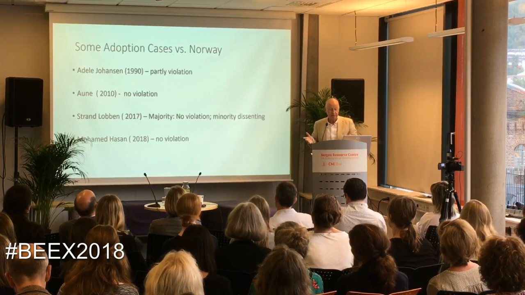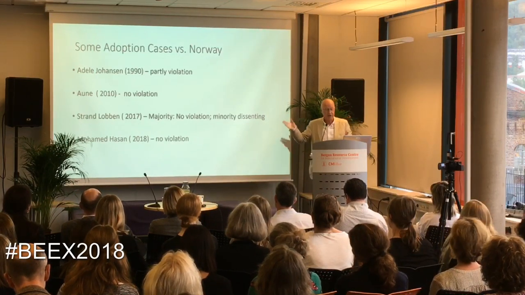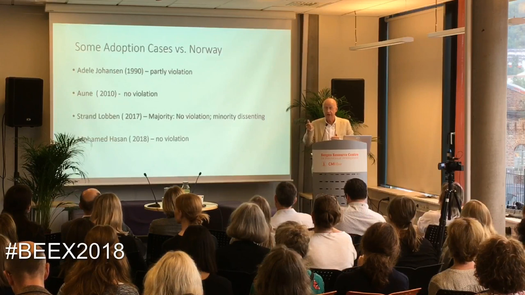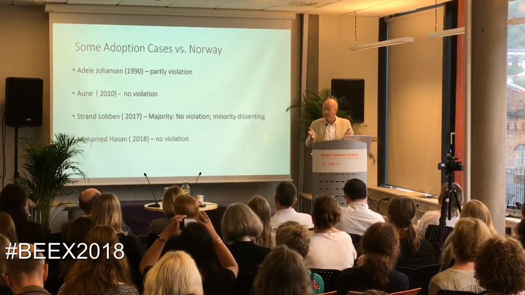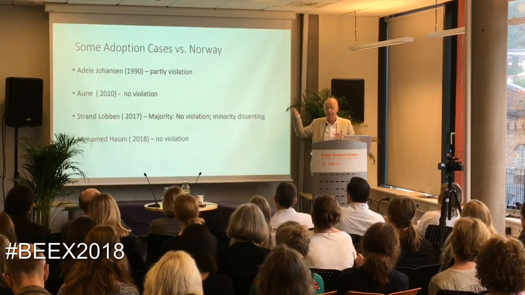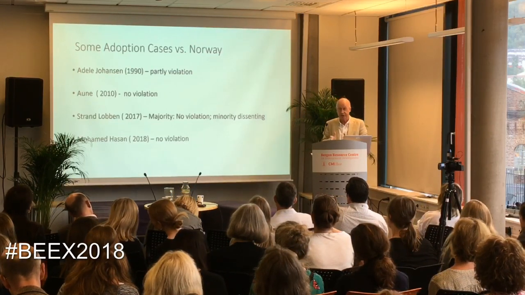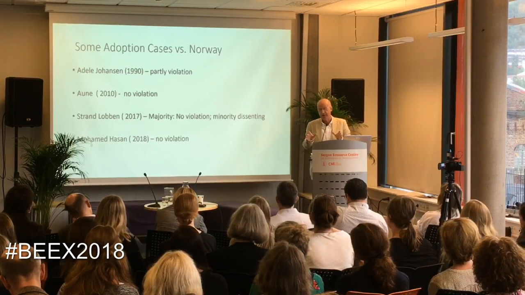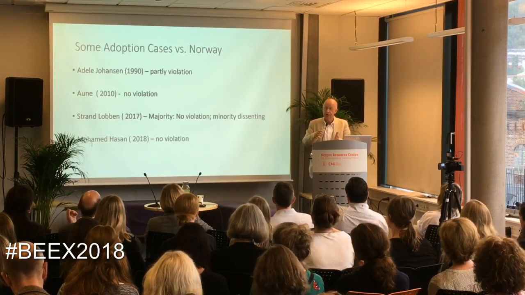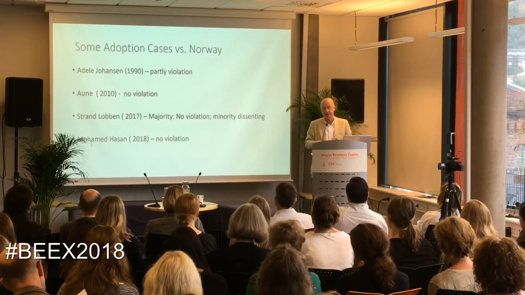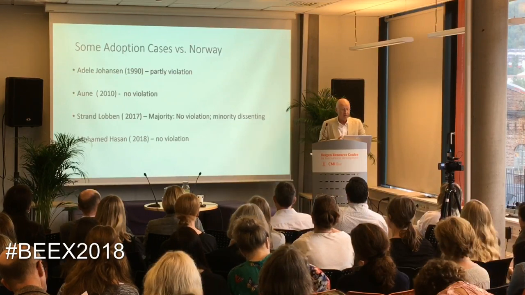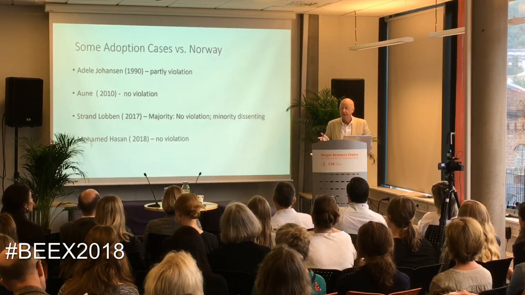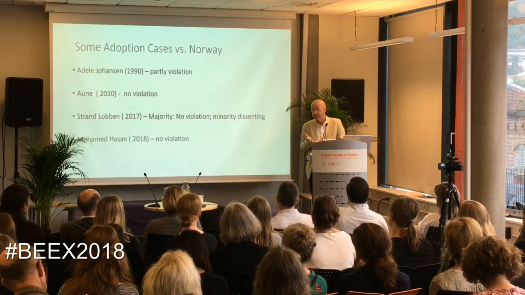Some adoption cases versus Norway, there was mentioned nine. This is just an example. Johansen was early. It's always talked about as if Norway violated the whole article, but that's not quite right. Norway violated Article 8 because of the adoption and cutting all roots. But the court said that the placement order alone was not any violation. But they made a too quick decision to go straight to adoption.